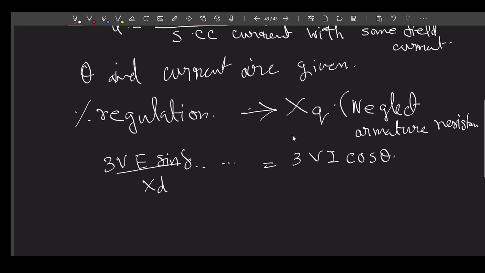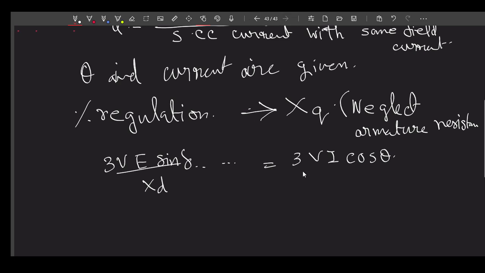So from this, since the load current, terminal voltage and everything is known, as well as power factor and percentage regulation, you can figure out E also. So from that we can find out the value of delta as well as xq. I'll show you. Just keep this problem in your mind so that at a later stage, once we discuss the power flow equation, we can solve this.